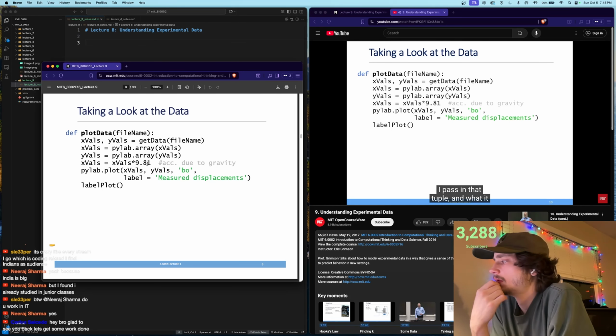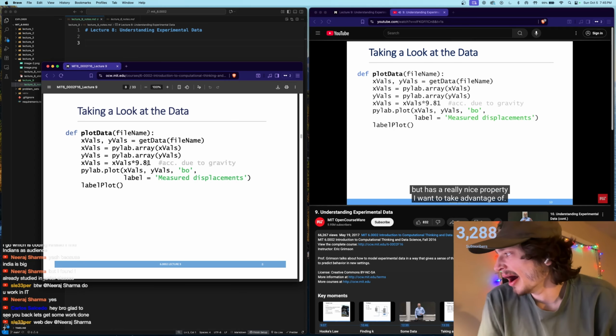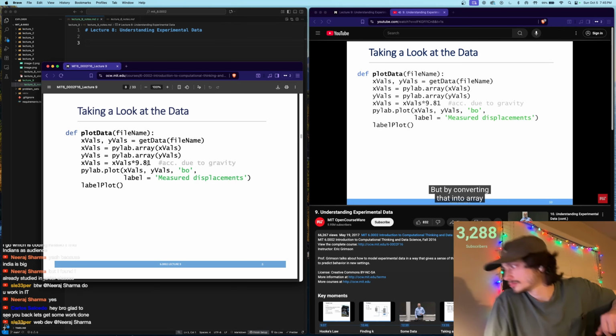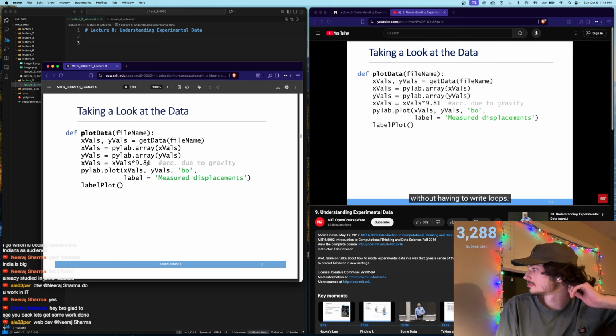I pass in that tuple, and what it does is it converts it into an array, which is a data structure that has a fixed number of slots in it, but has a really nice property I want to take advantage of. I could do all of this with lists, but by converting that into an array and then giving it the same name, x vals, and similarly for the y vals, I can now do math on the array without having to write loops. And in particular, right here, notice what I'm doing.